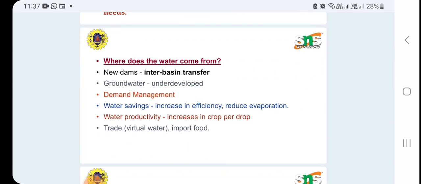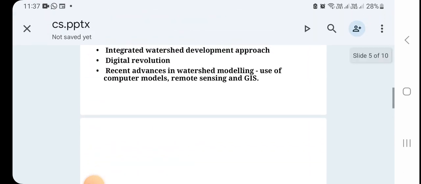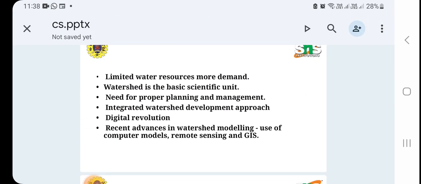Water comes from new dams, underdeveloped groundwater, demand management, water saving, increases in efficiency and reduced evaporation, and water productivity, in which we increase crop per drop, trade virtual water and import food. Limited water resources, more demand. Watershed is a basic scientific unit, with need for proper planning and management.